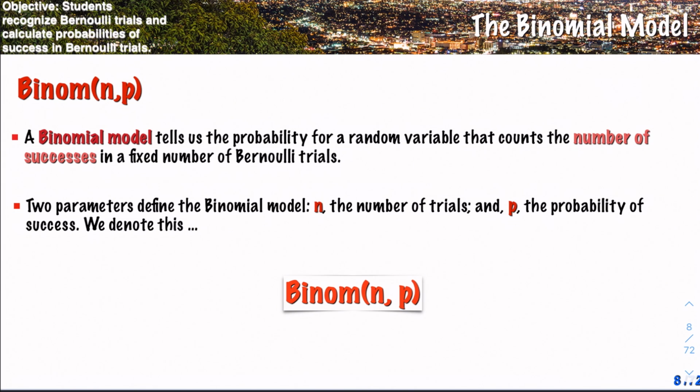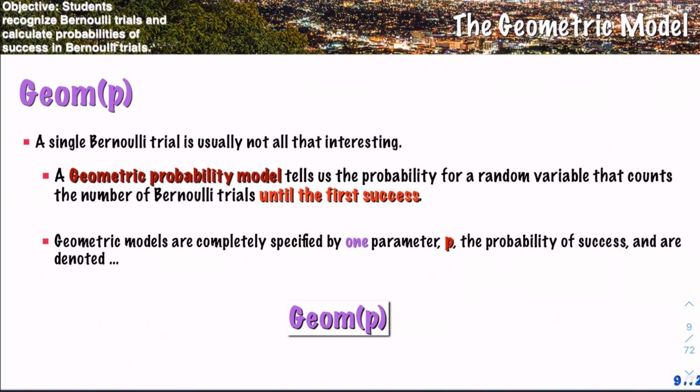So let's get into this first thing, this binomial. On your calculator, you'll see it as binomial, and then the inputs are the number of trials, which is n, and the probability of success. So n, number of trials, and p, probability of success, whatever that means in this case. The binomial model tells us the probability for a random variable that counts the number of successes in a fixed number of Bernoulli trials. Two parameters define the binomial, n, the number of trials, and p, the probability of success. We denote that binomial n, p.